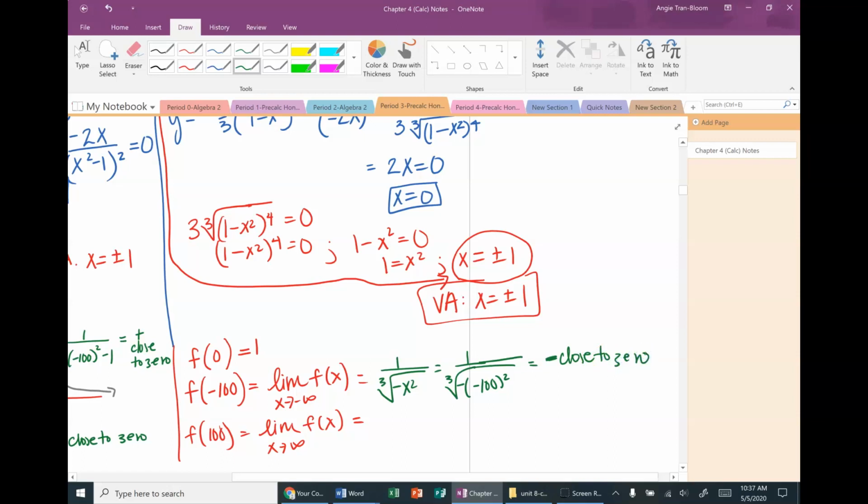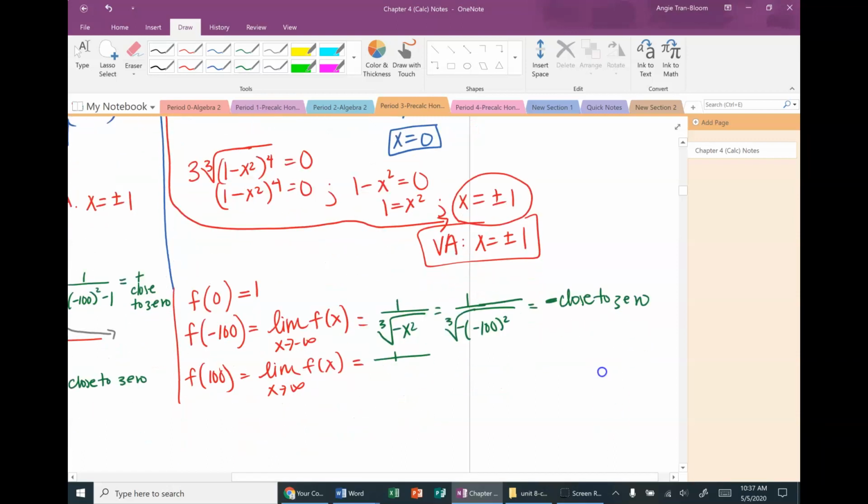Same thing with this one. You only need to worry about the powerful term. Let me have 1 on the top, third root, and then let's plug in 100 squared. That's a positive number. Very, sorry, I forgot the negative sign. It's a negative x squared, so it's negative always in the front, and then plug in 100 squared. So again, same thing, it's a negative number, close to 0.